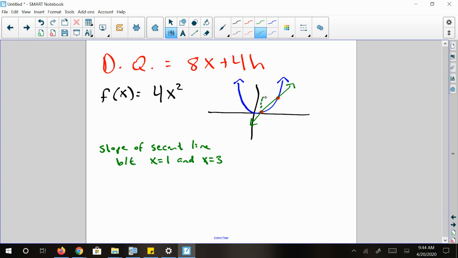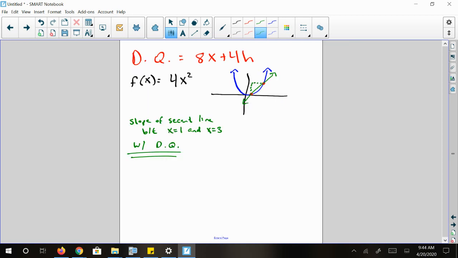Let's say we were going to try to do this with the difference quotient. A couple of things that we're going to need for our difference quotient: we've got 8x plus 4h, so we need an x value, and we also need an h value. I have a couple of different x values that I can choose from. I can choose x equals 1, or I can choose x equals 3. I'll actually do it both ways, but let's try x equals 1.